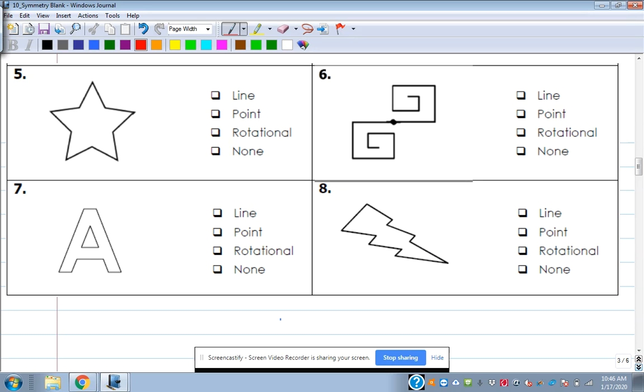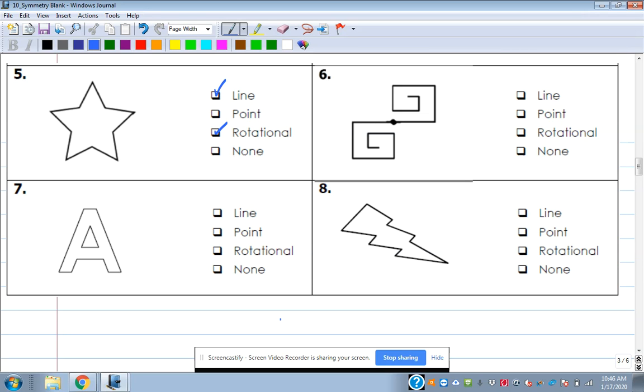Okay, we could draw a line. I could see one right here, right down the middle would work. If I turn it upside down, is it the same? No, so it's not point symmetric, but it is rotational. So, Logan, let's go back to what you said earlier. If it's point symmetric, is it automatically rotational symmetric?